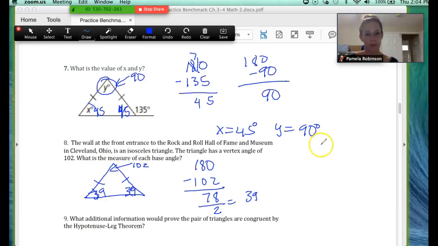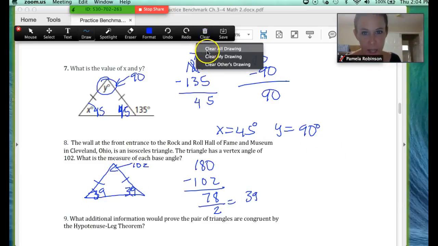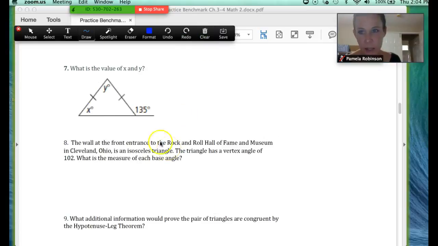If I did that right. Trust me. All right, clearing that off and moving on to the next.